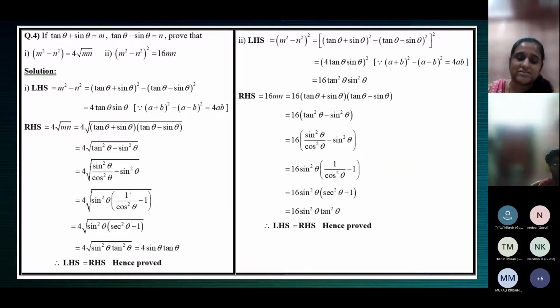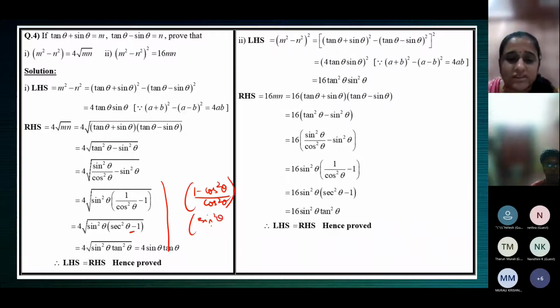You can take the LCM, children, or you can also do it like this. I'll work only for that bracket. So you will get 1 minus cos square theta by cos square theta. In the next step, that bracket will be sine square theta, because 1 minus cos square theta is sine square theta, by cos square theta. Next step, sine square theta by cos square theta will become tan square theta, which is what is here also.